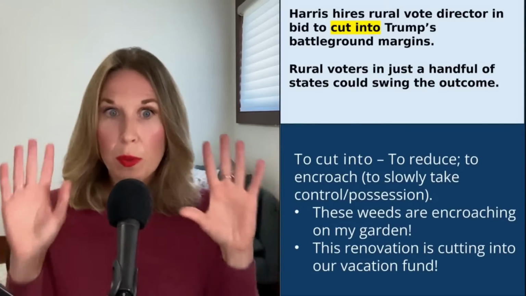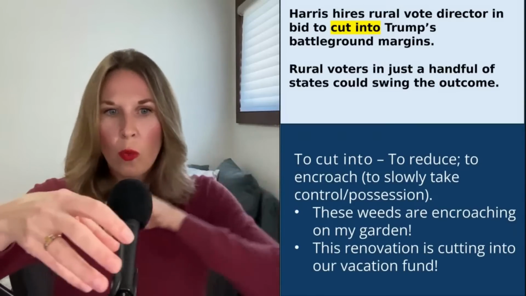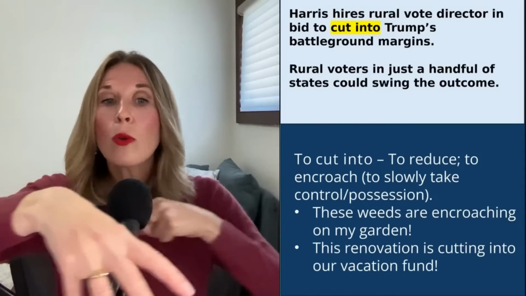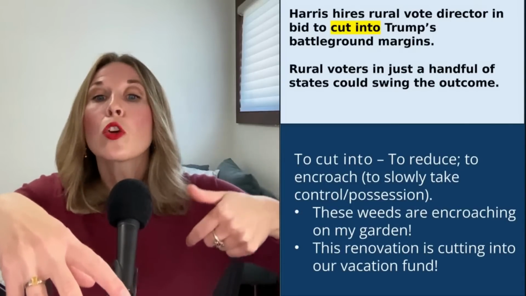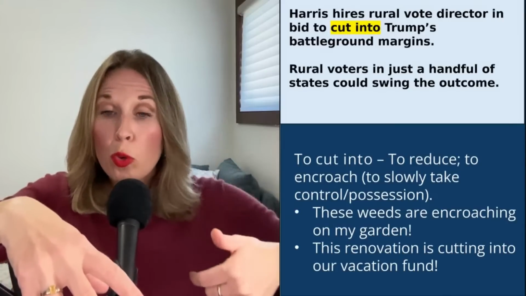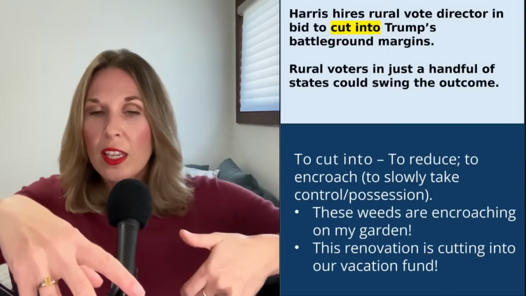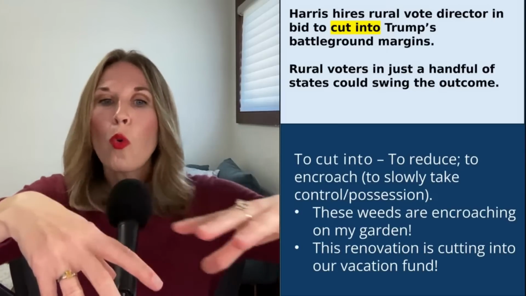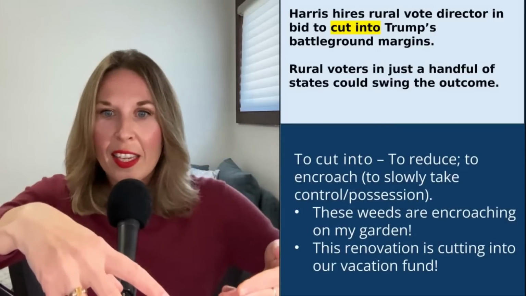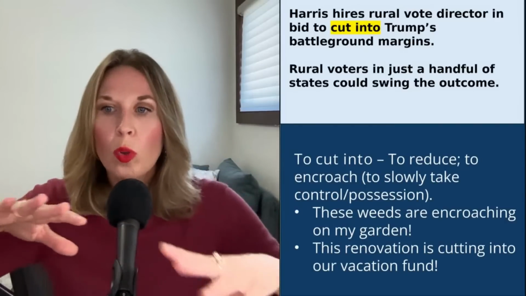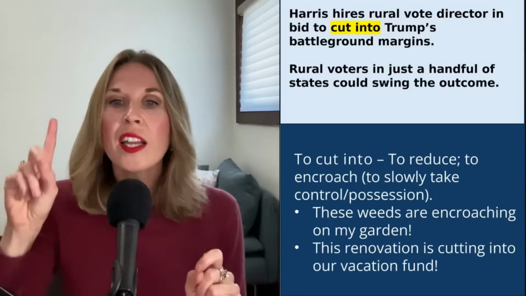The easiest way to imagine this is, let's say I have a garden right here, and there are weeds on the outside of the garden, okay? But the weeds are encroaching. They're encroaching on my garden. So the weeds are getting closer, and then they're taking over my garden. And soon, if I don't do anything, my whole garden will be weeds because the weeds encroached on my garden.